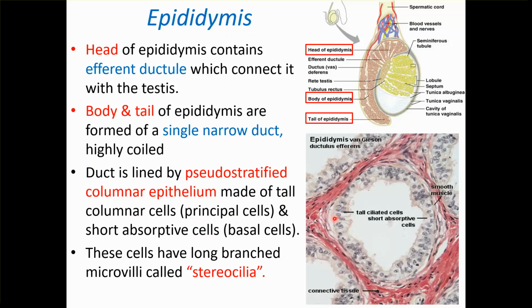These are the tall columnar cells, and then you have the short cells. These short cells are called short absorptive cells, or basal cells. They are close to the base. Now, these columnar cells have long branched microvilli, which are called stereocilia. So we can say the epithelium of the epididymis is pseudostratified columnar epithelium with stereocilia. So they have microvilli over here.